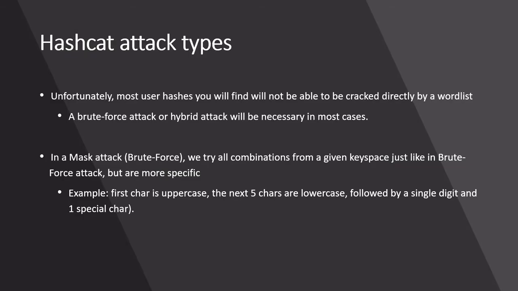All right, so next is a note about some Hashcat attack types. You'll most likely crack some passwords with wordlists, but a large majority of the passwords will not be able to be cracked this way. For those hashes, a brute force attack or hybrid attack, which combines a wordlist and brute force, will likely be needed. The old brute force method in Hashcat has been deprecated and replaced by the mask attack. The mask attack allows you to set very specific character sets for each position of a potential password.